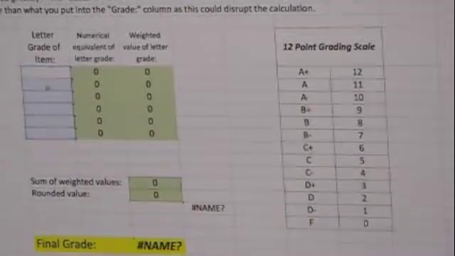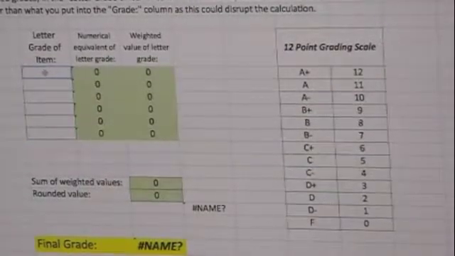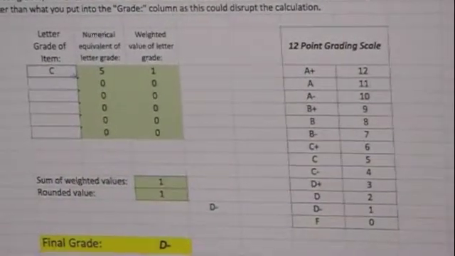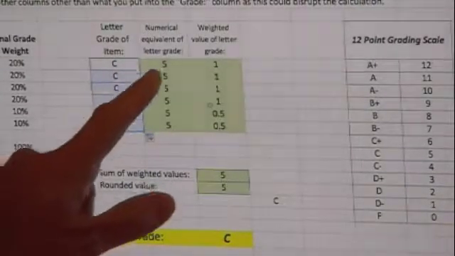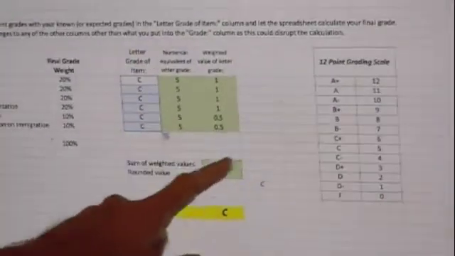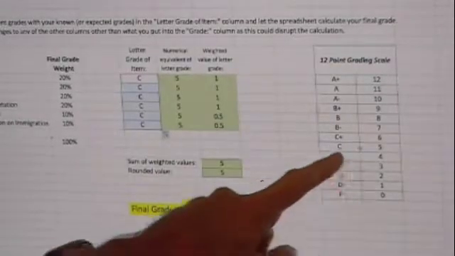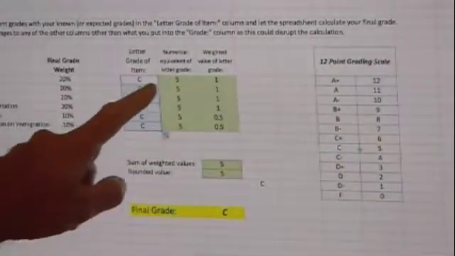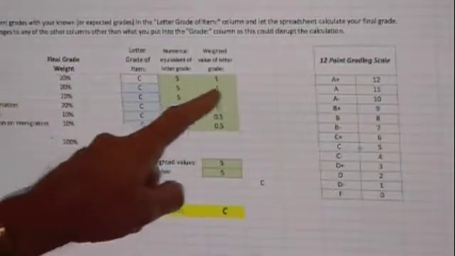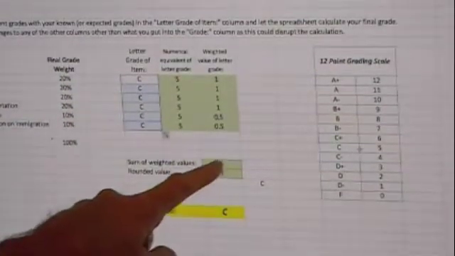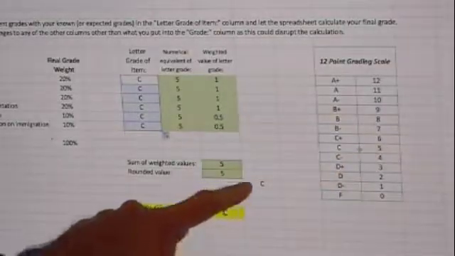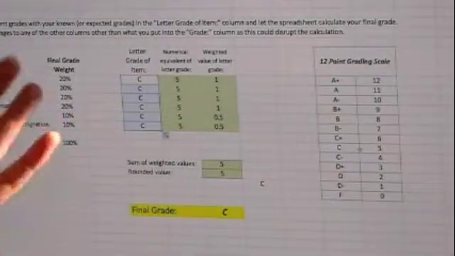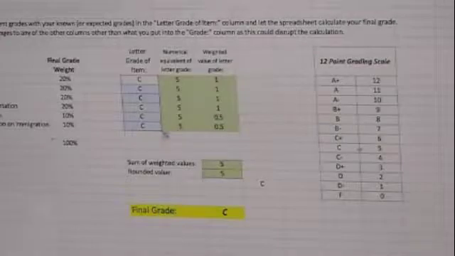So, for instance, we'll just go with something really simple. Say you're going to get all C's in all your parts. It's populating with the 5 because a C is equivalent to a 5. It's multiplying this times the weight, which is a 1, and adds it up. It adds up to a 5. The 5 is being read back here, giving you a C, final grade C. Pretty straightforward. If you get all C's, then your final grade is a C.